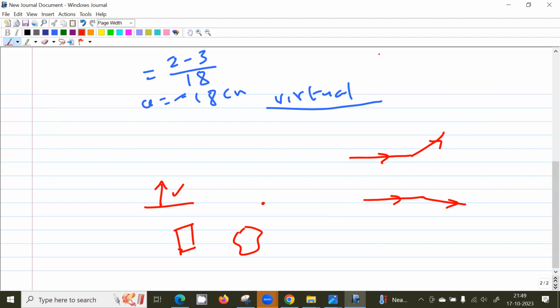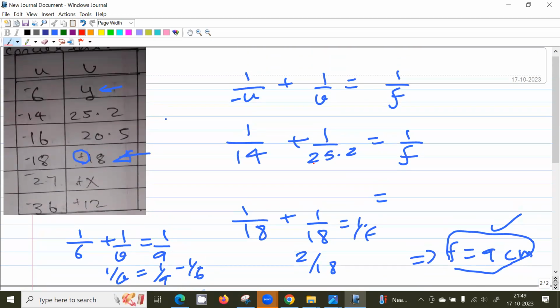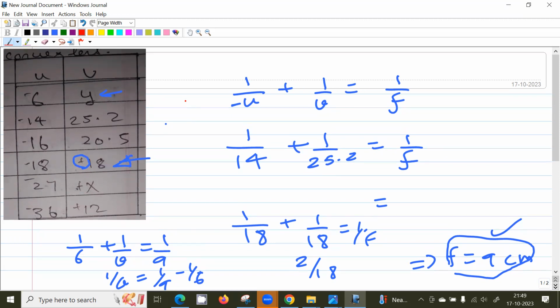And about the table question: once we find that the focal length is 9 centimeters, if they ask to find any image distance, we could use that focal length and find the value. They have given one more thing, x also. For finding that x, we can use this focal length of 9 centimeters. Once a lens is fixed, focal length is fixed. It's one single lens, so obviously the same focal length is true for all the data.